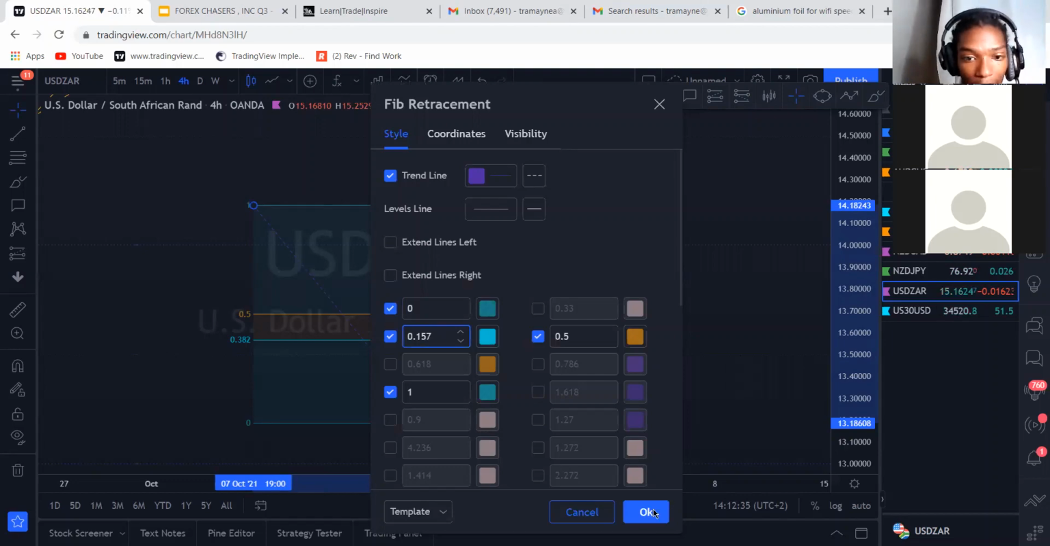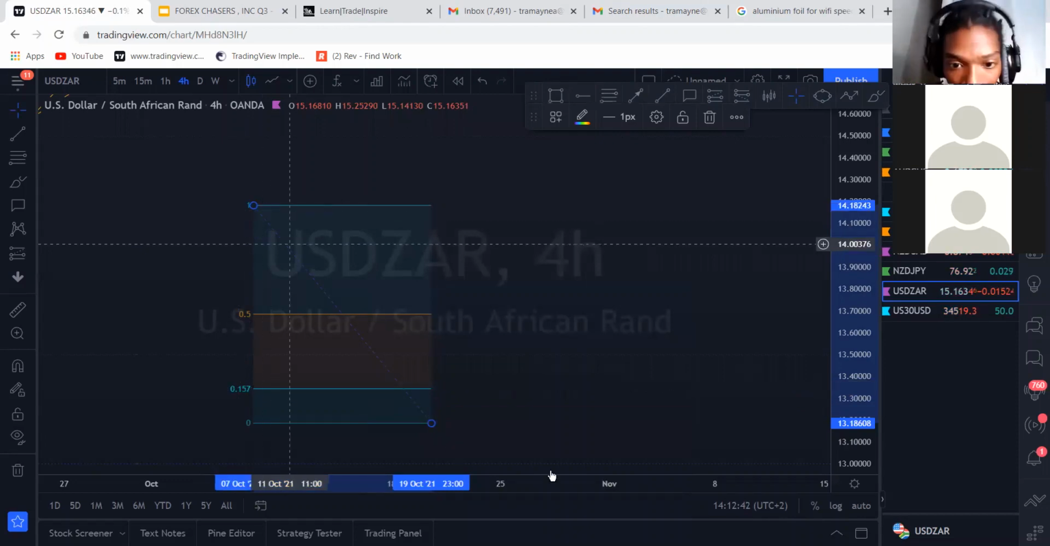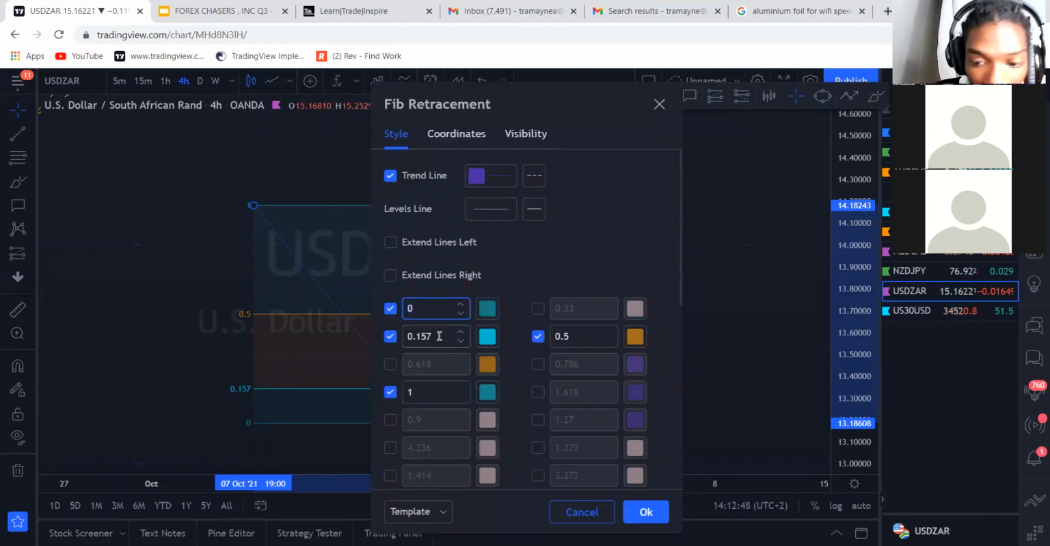But for example, maybe if I put 0.157 and pressed OK, you would see that now my Fibonacci is calculating where the 0.157 retracement area of this move to the downside is. So that's just the settings. Let's just put it back on the 0.382. So all you're basically doing is switching them on.